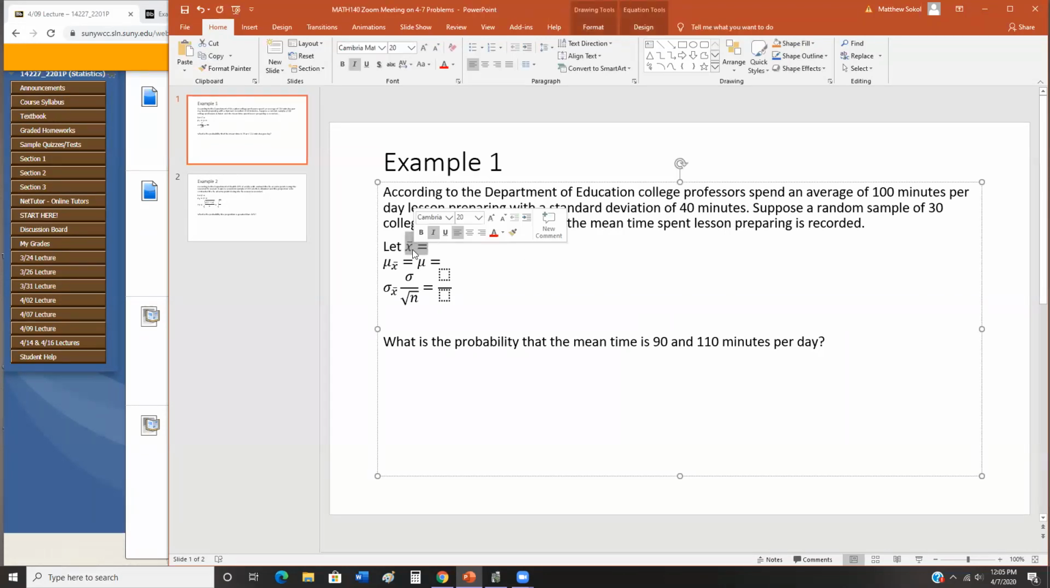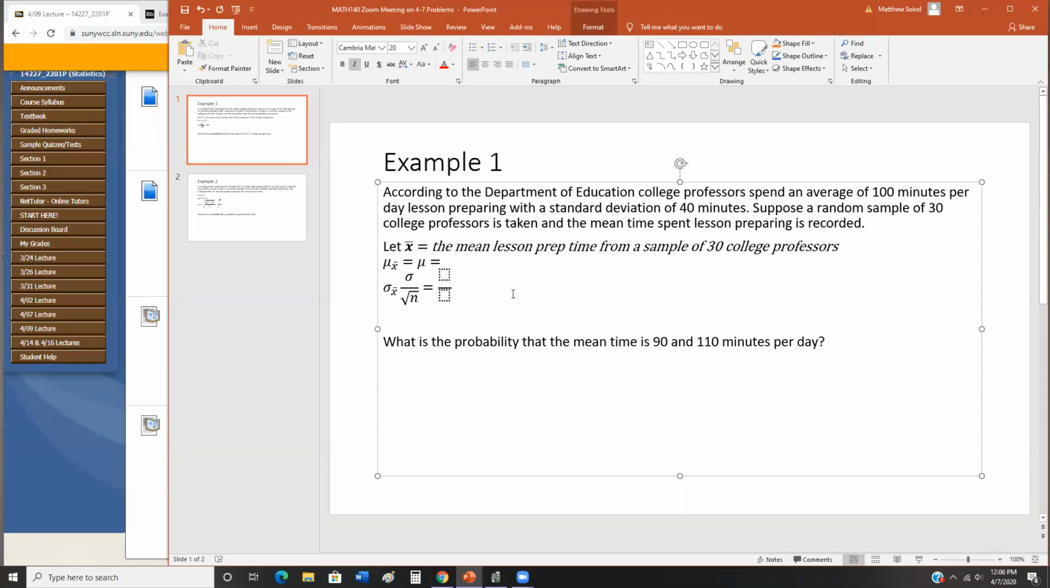That sample mean is this X bar, okay? And we don't know what it's going to be equal to, so we're going to define it as a variable. We're going to say X bar is equal to the mean lesson prep time from a sample of 30 college professors.